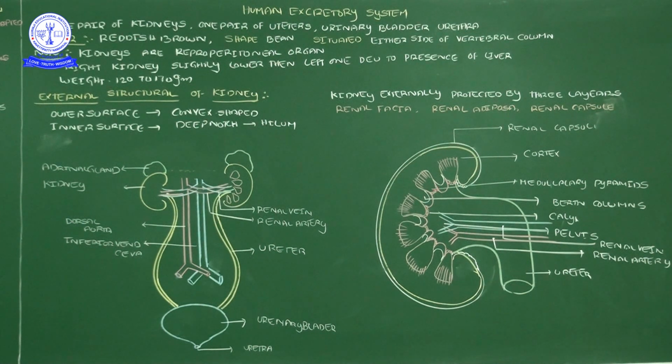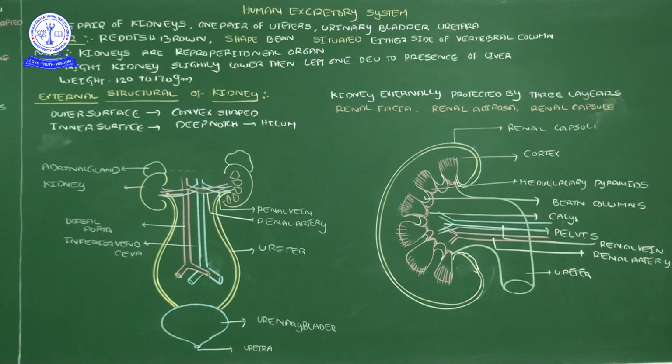All the calyces of the medullary pyramids join together and form one funnel-shaped joined place, which is called the pelvis. The pelvis leads to a tube-like structure, which we call the ureter. The ureters come out from the kidney on either side. One pair of ureters goes downwards and opens into the urinary bladder. The urinary bladder collects the nitrogenous waste material until micturition, or until release.